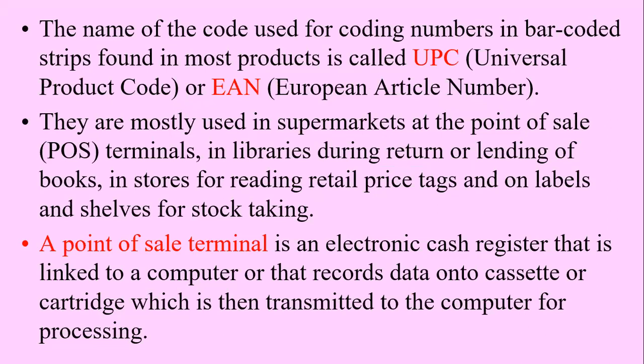The name of the code used for coding numbers in barcode strips found in most products is called UPC, or Universal Product Code, or EAN, which stands for European Article Number. They are mostly used in supermarkets at the point of sale, that is POS terminals, in libraries during return or lending of books, in stores for reading retail price tags, and on labels and shelves for stock taking.